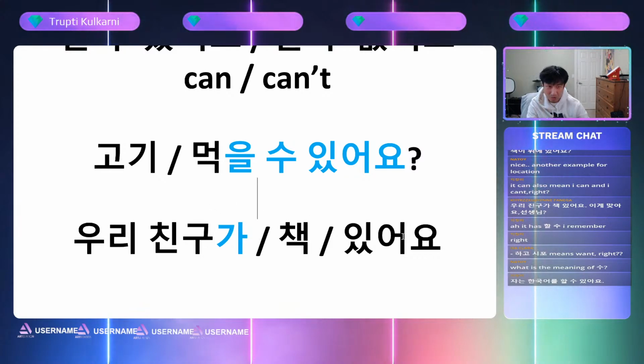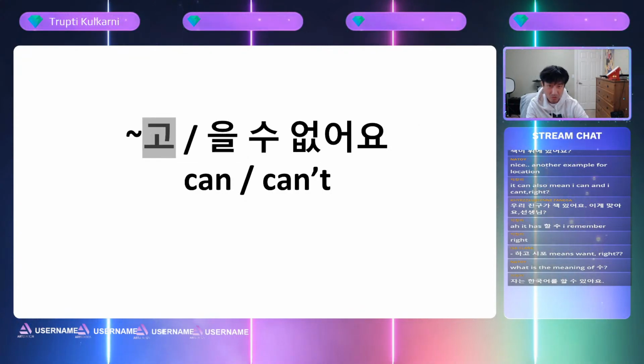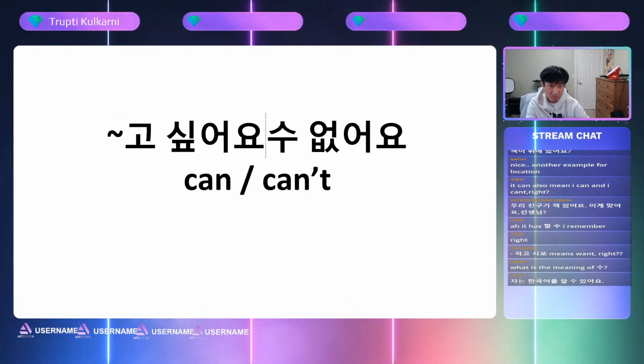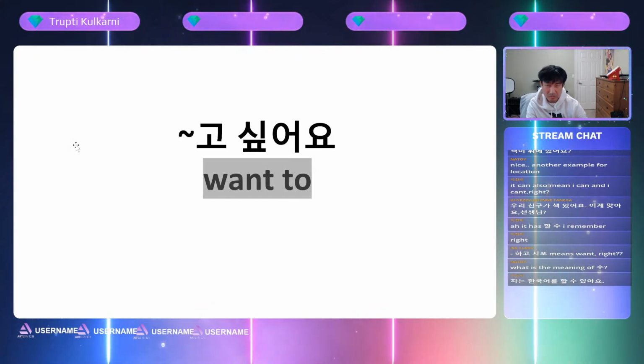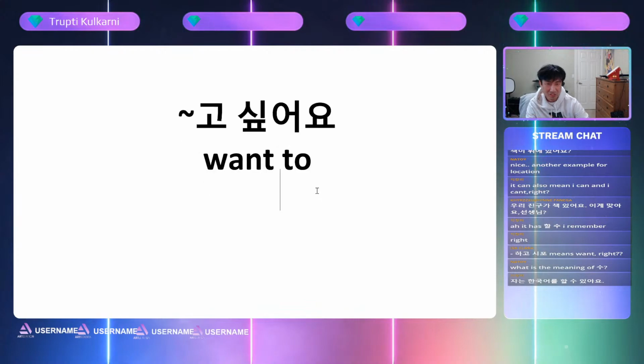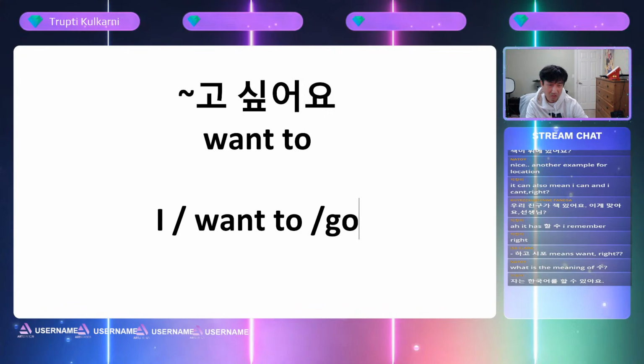하고 싶어 means want. Yes. Well, actually 고 싶어 is want. 고 싶어요. It's not want, but it's actually want to. Want to seems like it's two words because there's a space, but don't be fooled by the space. Want to is very different from want. So want to is the whole word. So if you want to say, I want to go.